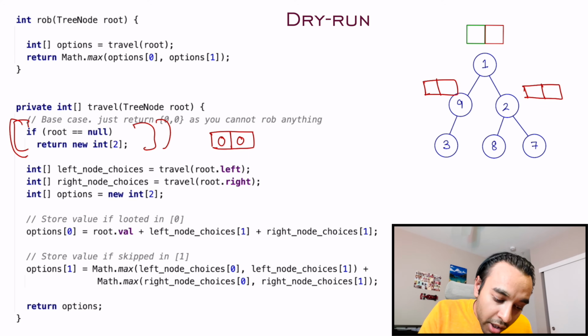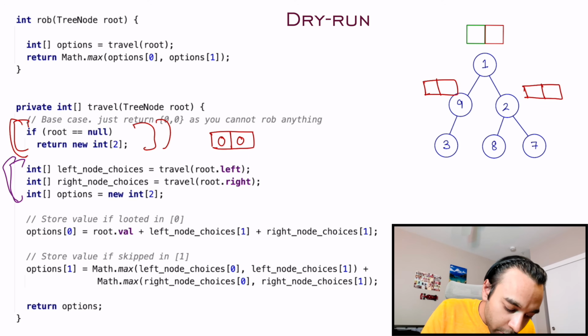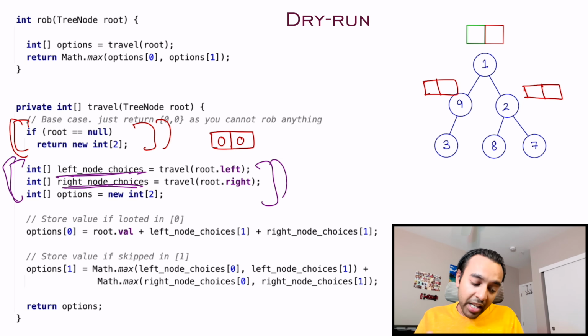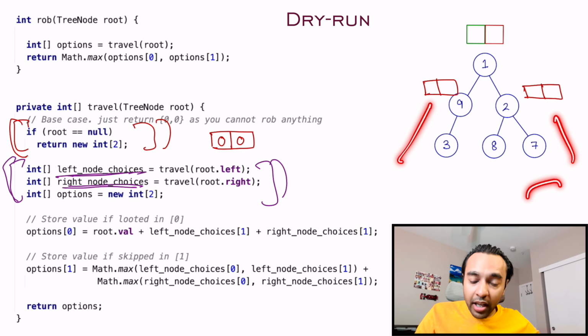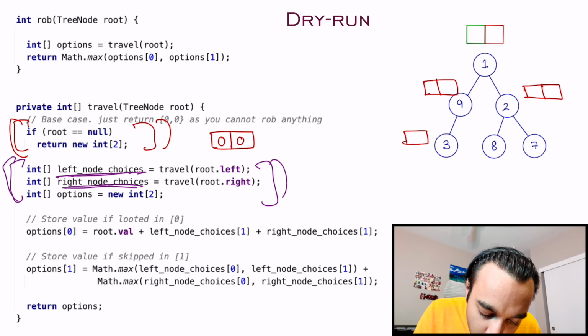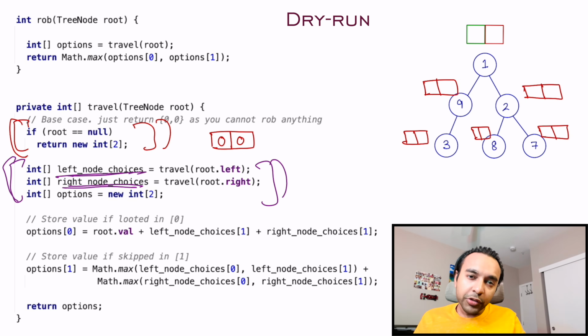Correct? So if you look ahead in our code, what do we do? Once again, we try to obtain the choices for the left node and we try to obtain the choices for the right node. This will recurse again and you will get both of these values. And this will keep on happening. So you will try to populate these two values for each of the nodes. So you understand that the recursion will keep on happening, right?